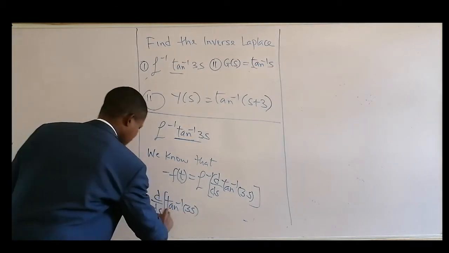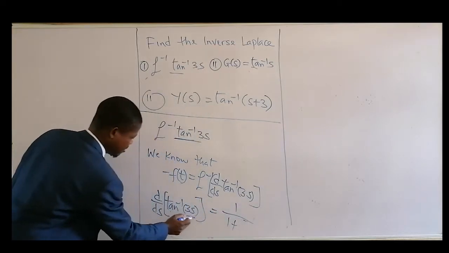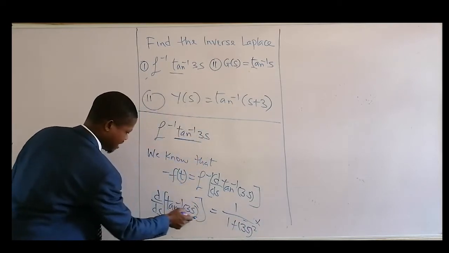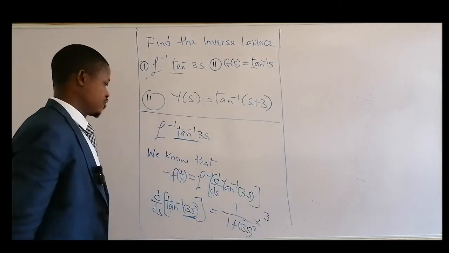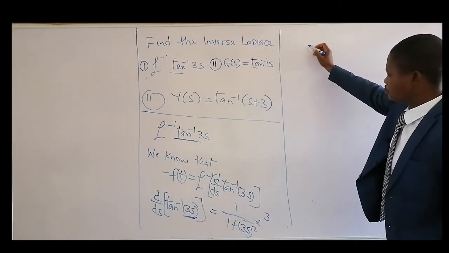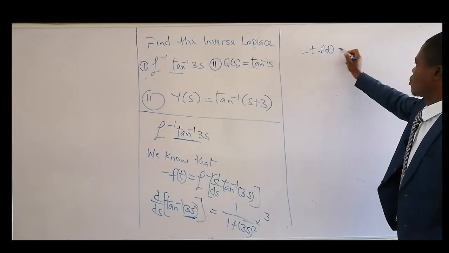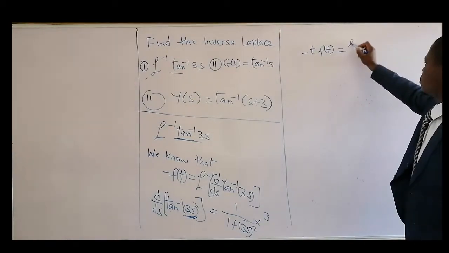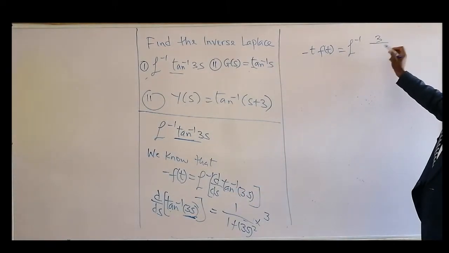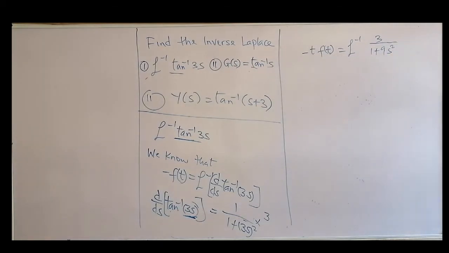The derivative of arctangent is 1 over 1 plus 3x squared, times the derivative of the inner function, which is 3. It's a function of a function. So we now have minus t f of t equal to the inverse of what we got in the derivative, which is 3 over 1 plus 9x squared.